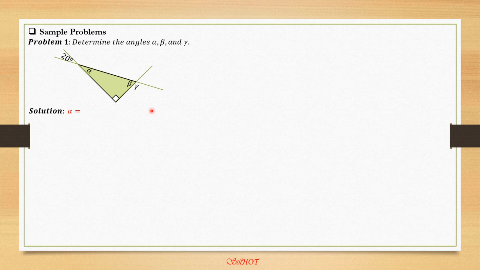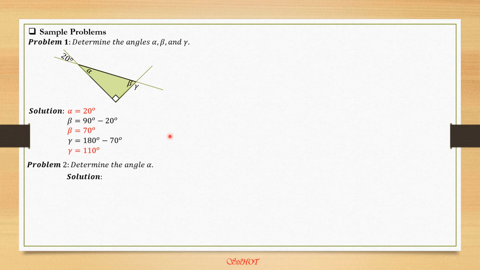So for the solution, alpha is 20 degrees also, beta is 90 minus 20, or 90 minus alpha, so beta is 70 degrees, and gamma is 180 degrees minus beta. So 180 minus 70, gamma is 110 degrees. Then for problem 2, determine the angle alpha.